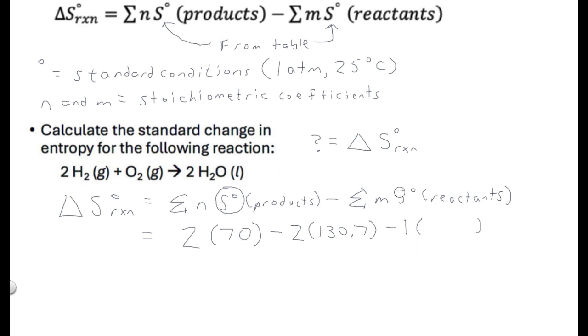And then what would be the entropy for the oxygen? It would be 205.2. Okay, good. Of course, multiplying by 1 doesn't change the value, so if you like, you can just leave the 1 out and write it like this. It's up to you. Now we can do the calculation and see what we get.